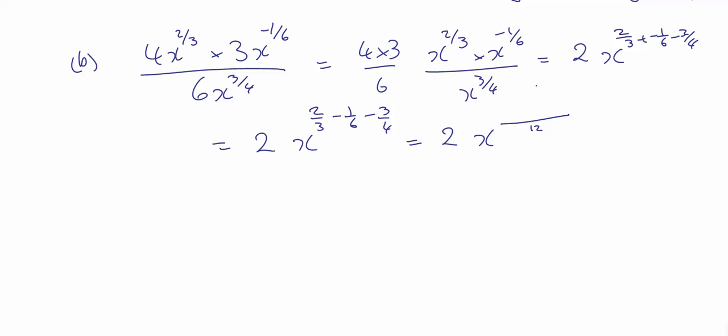3's into 12 go 4, 2's are 8. 6's into 12 go 2, times 1 is 2. 4's into 12 go 3. So we get 3 3's are 9. So 8 minus 2 is 6, minus 9 is minus 3. So that's 2x to the power of minus 3/12, which is 2x to the minus a quarter.